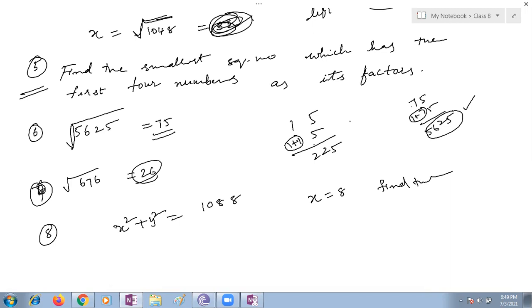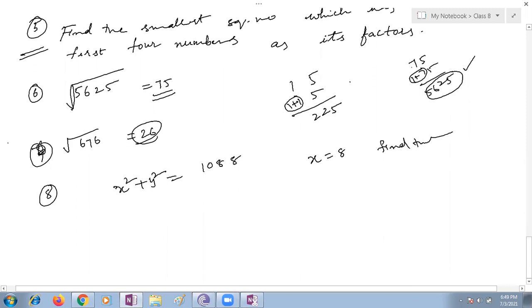8 square means 64. Subtract 1088 minus 64. We'll get 1024, and the square root of that is 32.